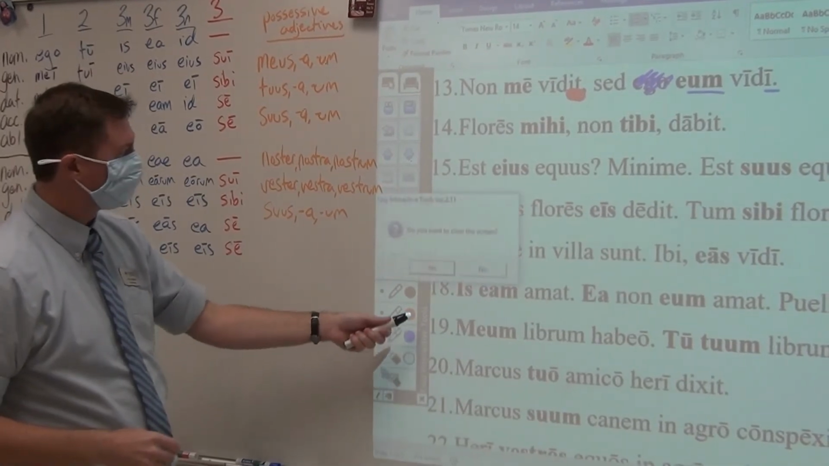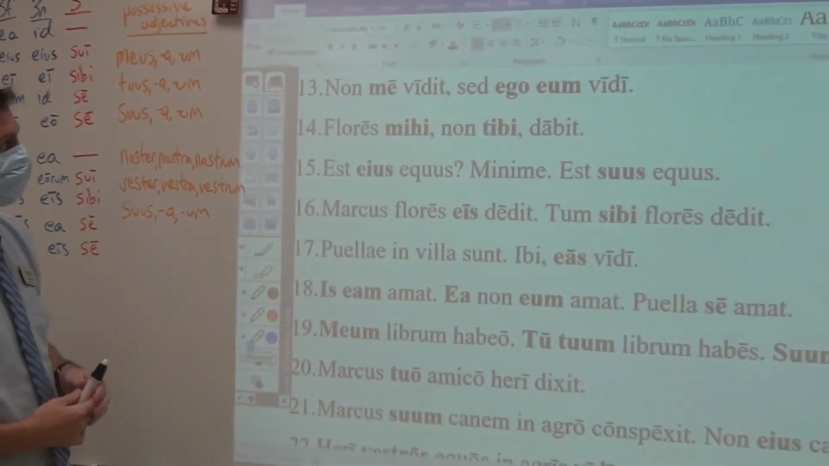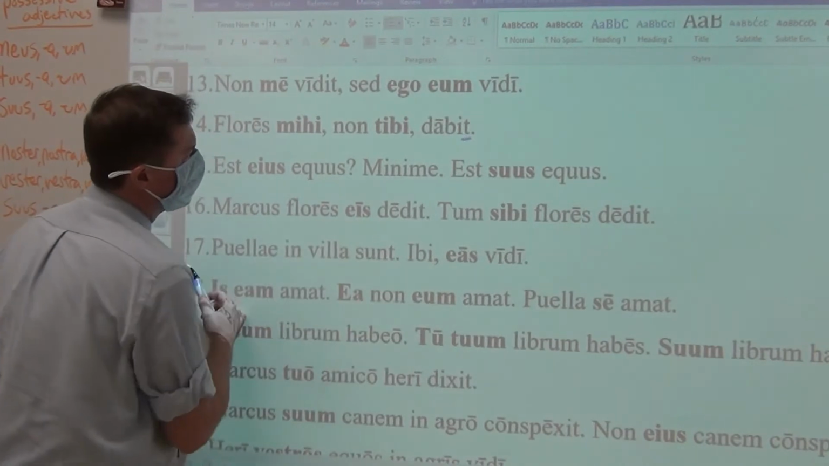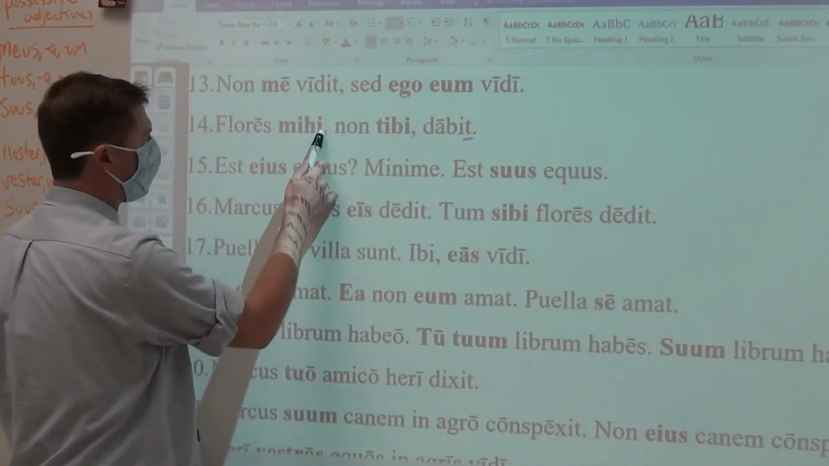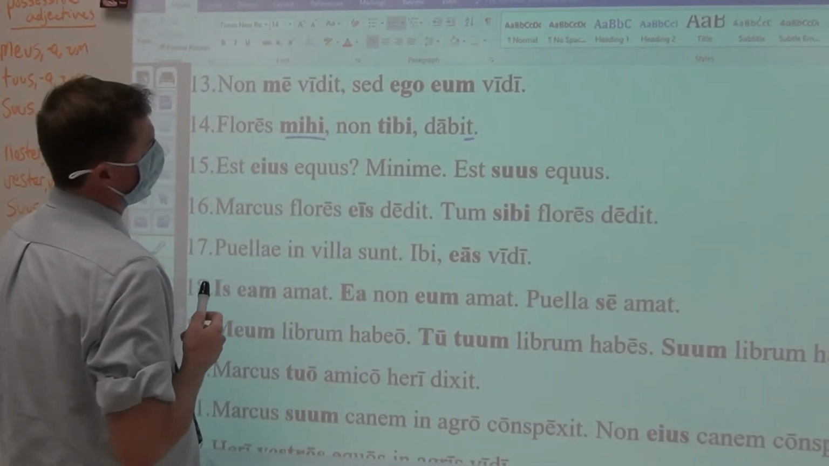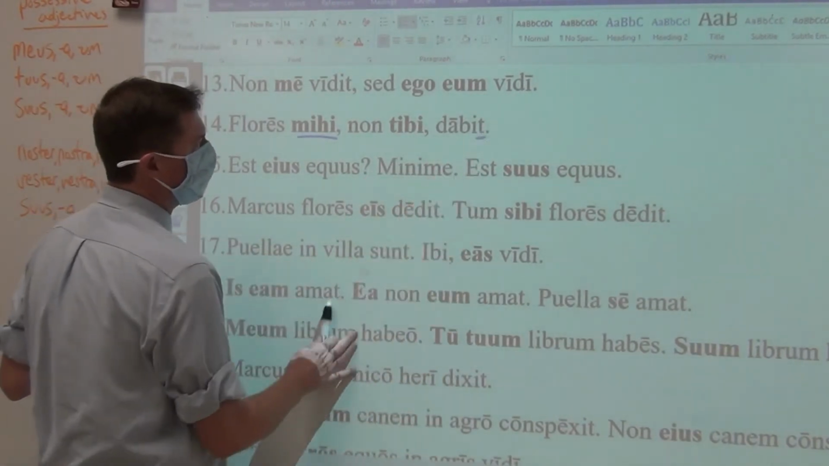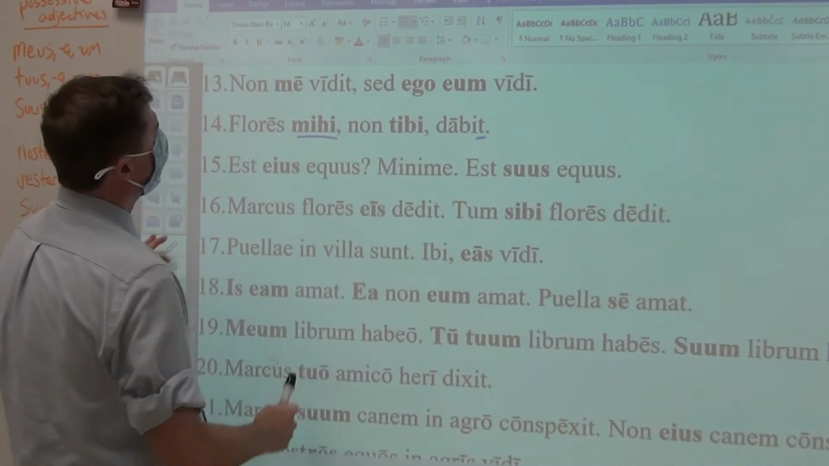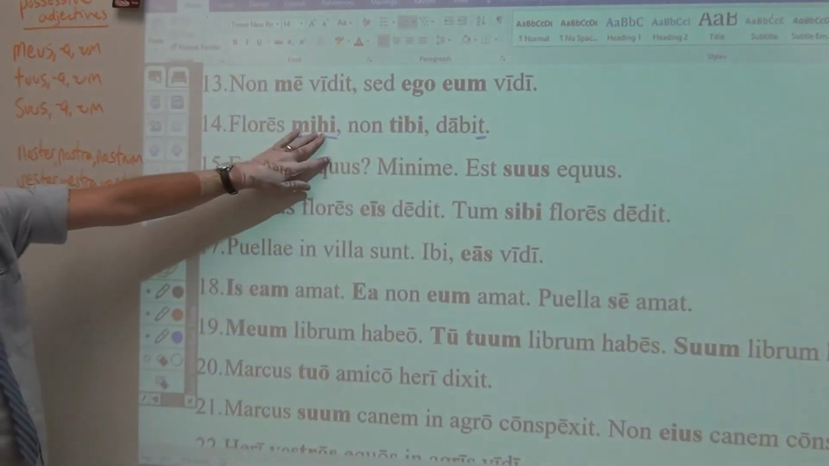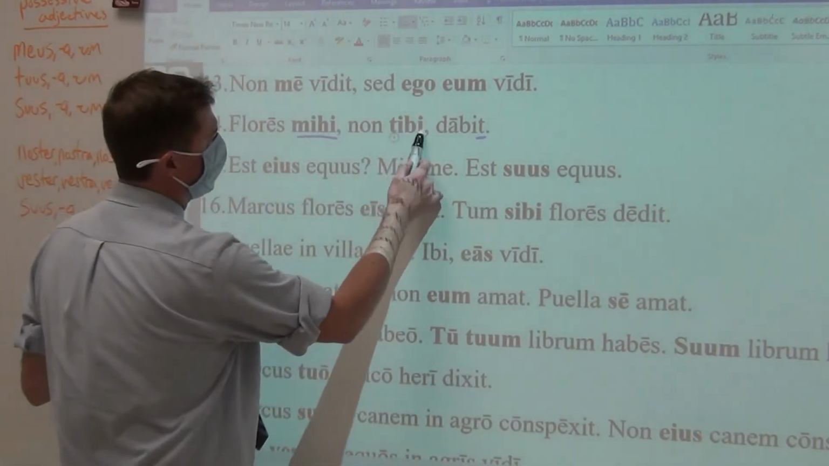Number 14, he will give flowers to me. The only person that could give flowers to myself would be an I, but that's a he, or she, or an it. So he or she will give flowers to me, not to you.